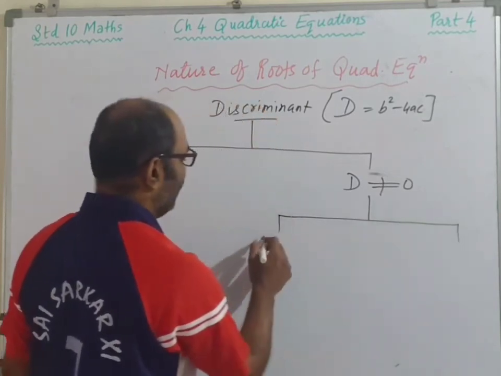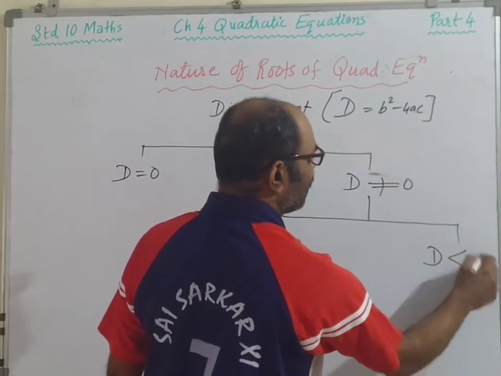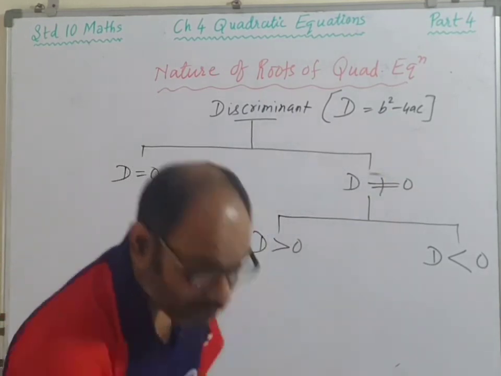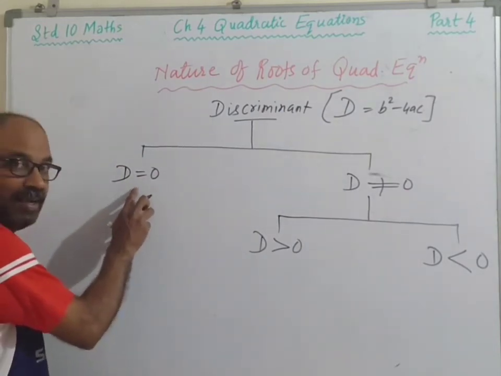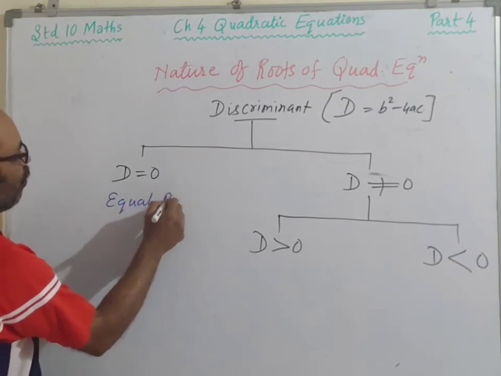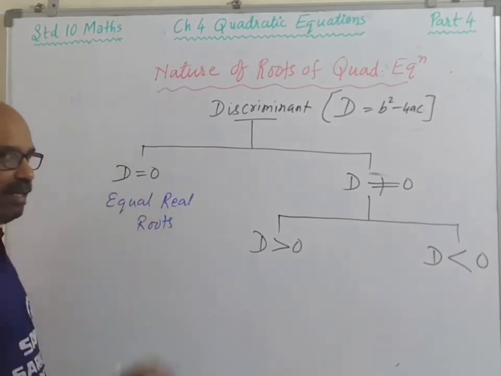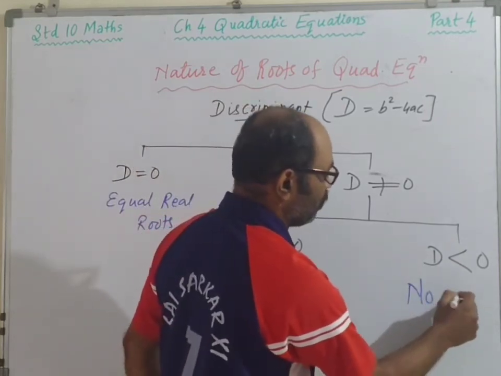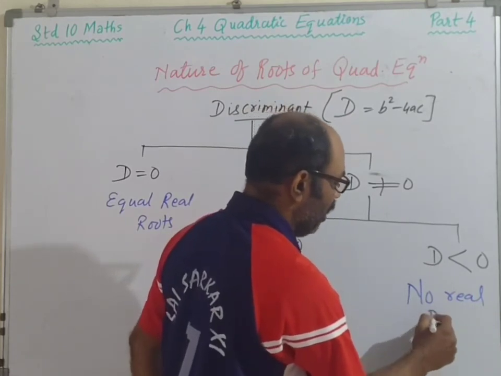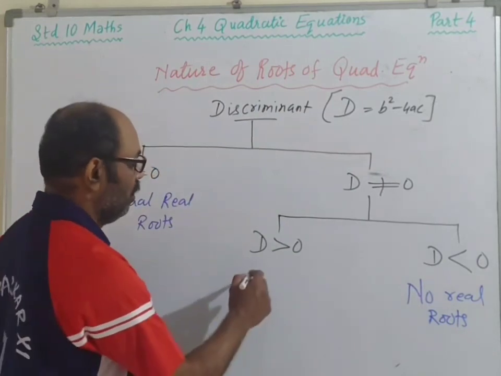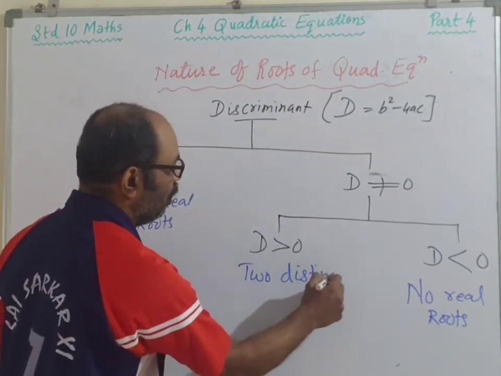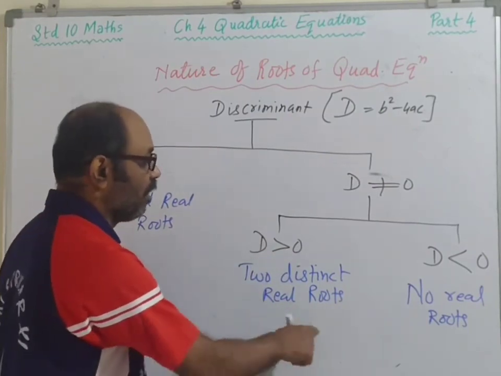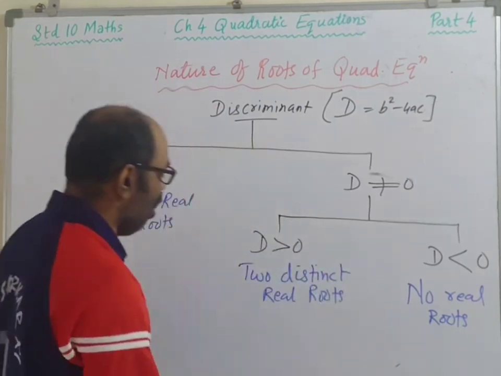If D is not equal to 0, then again there are two possibilities: D greater than 0 and D less than 0. It can be positive or negative, not zero. And here are the tricks. If you find discriminant equal to 0, then it will have equal real roots. If it is not equal to 0, it can have real roots or no real roots. If the discriminant is negative, then no real roots. But if the discriminant is positive, then two distinct real roots. You will get two roots and both distinct, but they can be rational or irrational.